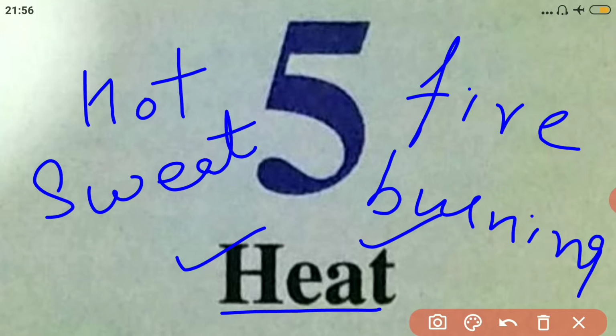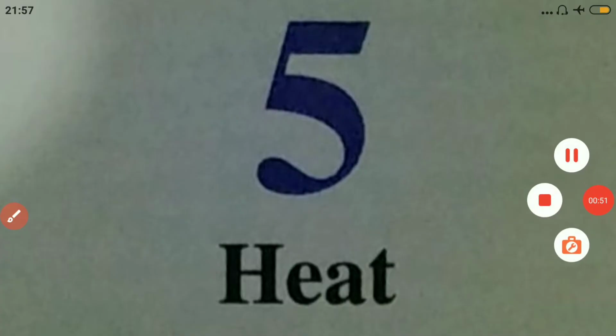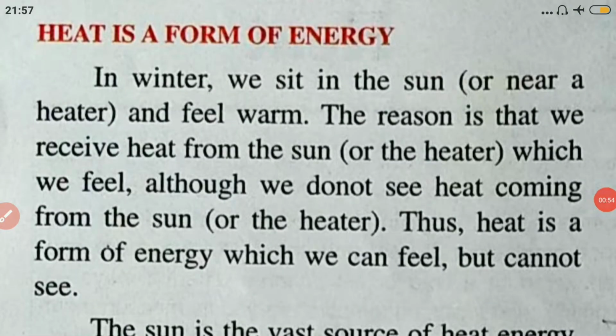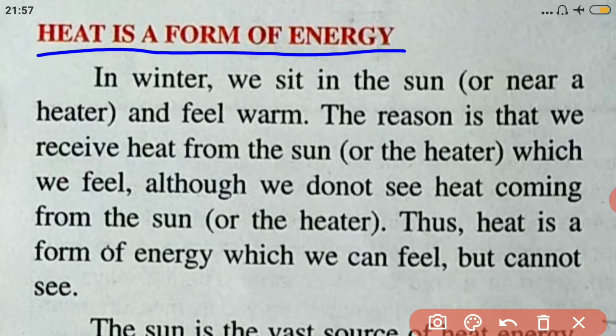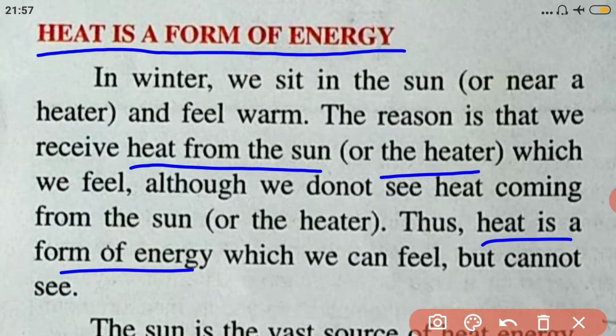Now we can go to page number 66. Here in class 7 we'll learn what heat is in terms of physics. So we'll learn that heat is a form of energy. In winter we sit in the sun or near a heater and feel warm. The reason is that we receive heat from the sun or the heater, which we feel, although we do not see heat coming from the sun, neither from the heater. Thus, heat is a form of energy. Heat is a form of energy because we cannot see.